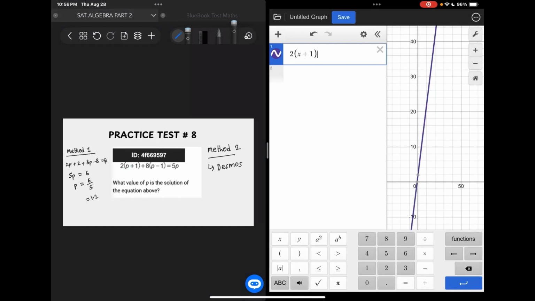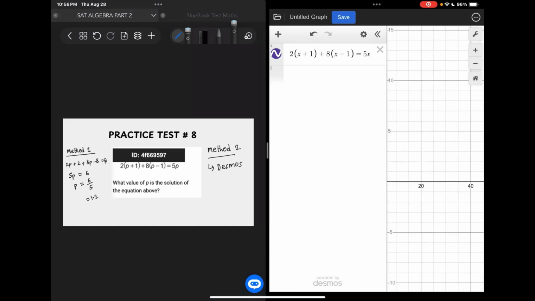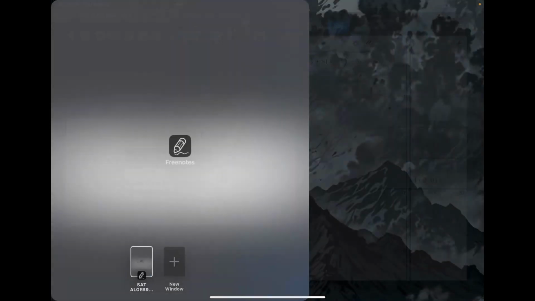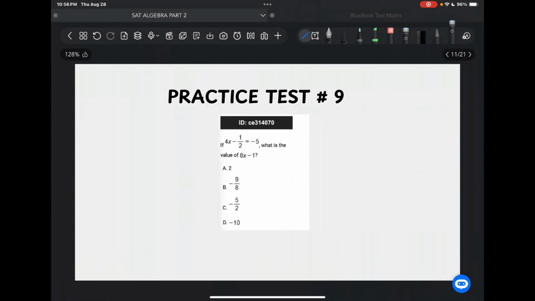Now we're just going to type out this entire equation. Okay, we typed out this entire equation and we got a value here. If you click on it, it is 1.2. So p equals 1.2. Let's move on to the next one.